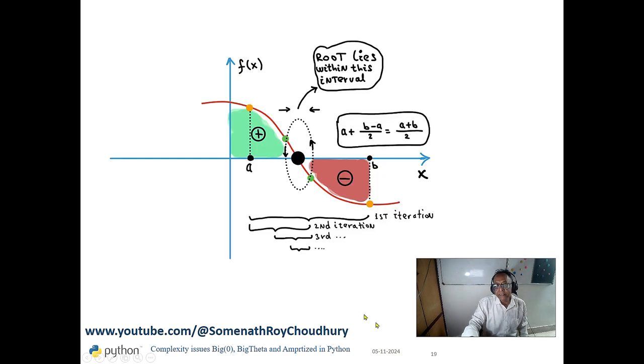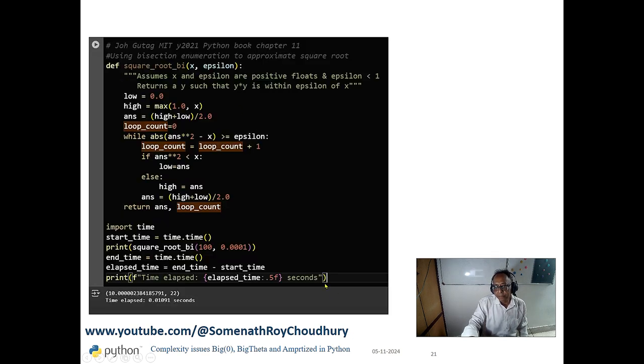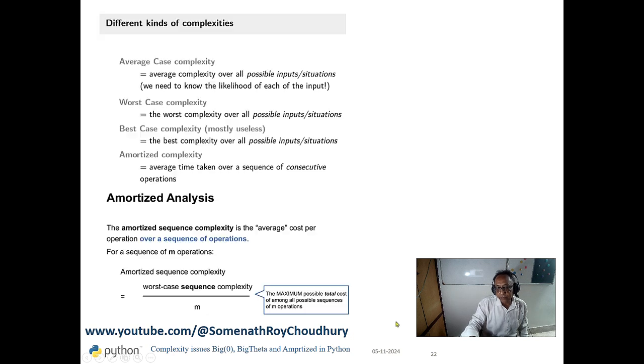But if we change the algorithm to this algorithm, where we always try the midpoint, and we put it in our attached Colab sheet, we can find it is only 22 loops. So the algorithm does matter. It gives more correct answers, and instead of a million loops, it is 22. So how we attack the problem, with the same input, the algorithm gives a much better solution. That is the thing I want to prove here.